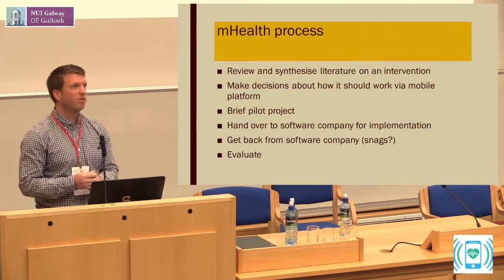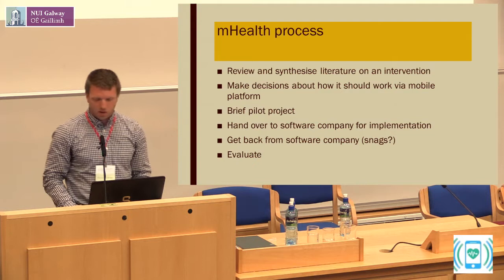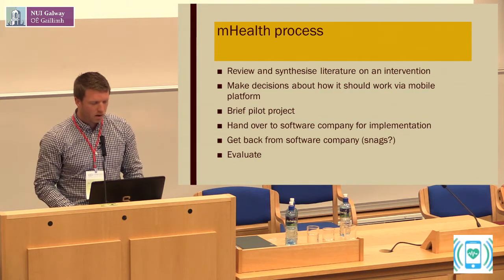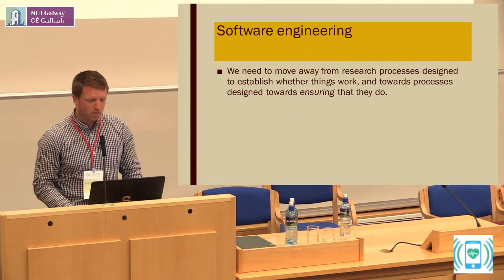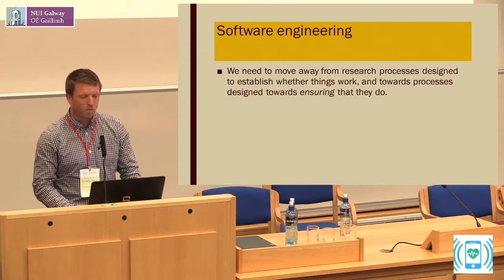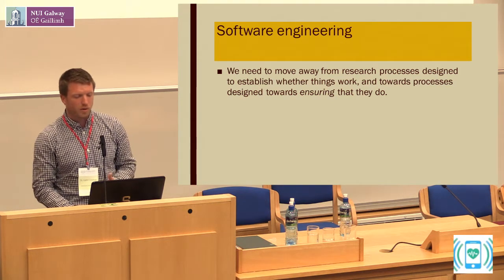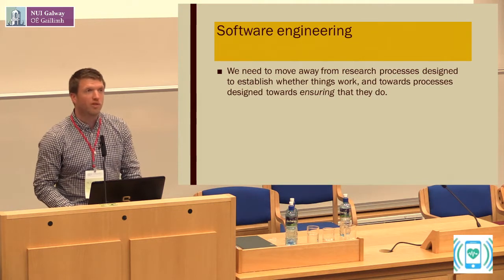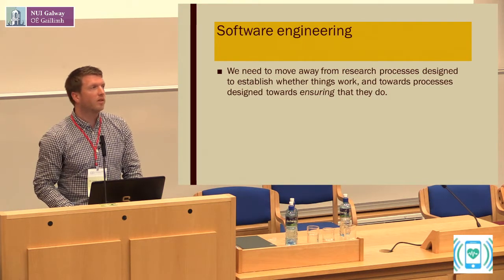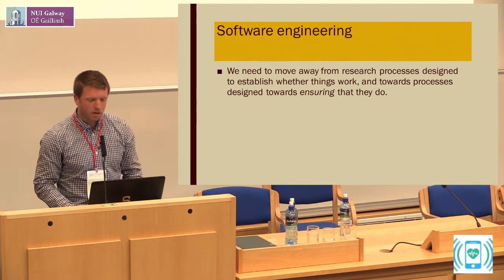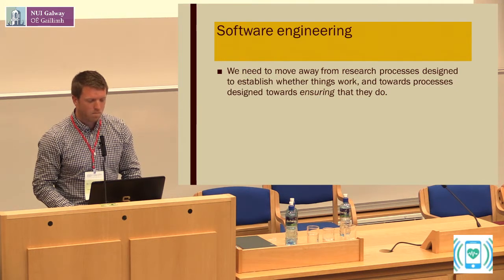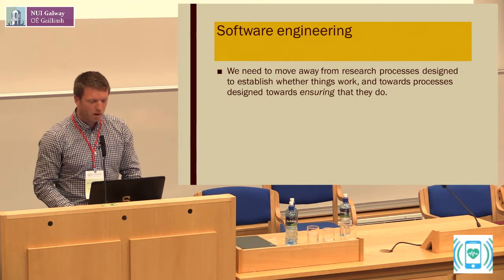Okay, so this was the original model of how we saw software developing. And there are obviously problems with that, right? I think we need to move away from research processes designed to establish whether things work and towards processes designed to ensure that they work. It's a point that's been made many times, so I won't labour over it. But it's really important.